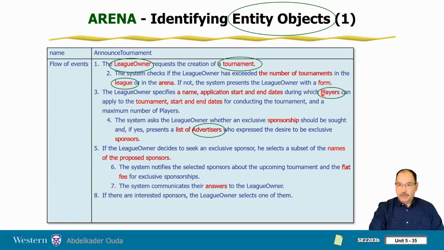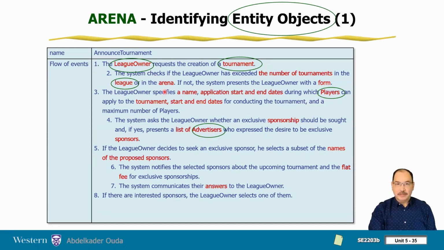Players, for sure, we need to store some information about the players that play matches, so later on we can determine the winners. List of advertisers. Again, we need to maintain some information about the advertisers, so later on we can charge them, because there is no free advertisement here. It should be with a charge. So we need to know how to contact them, and send them at least the invoice.